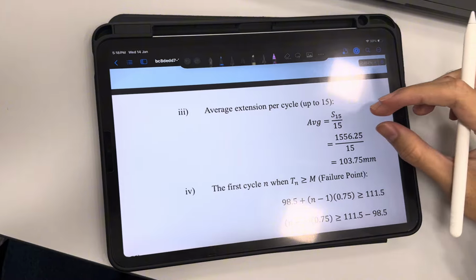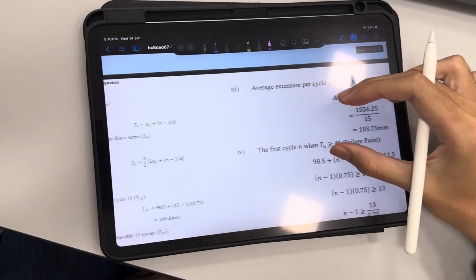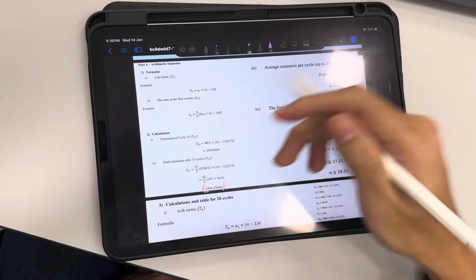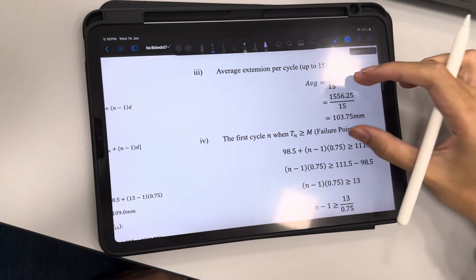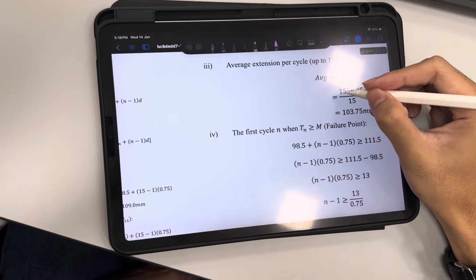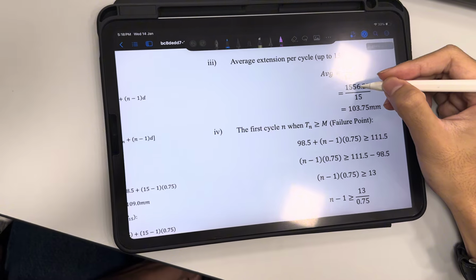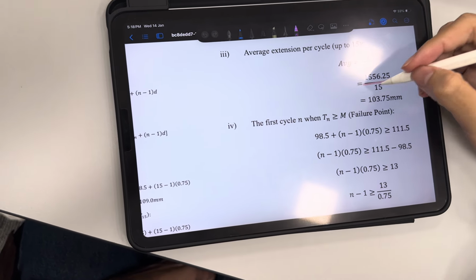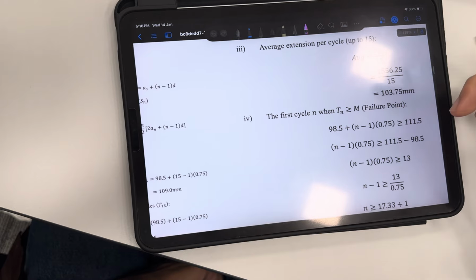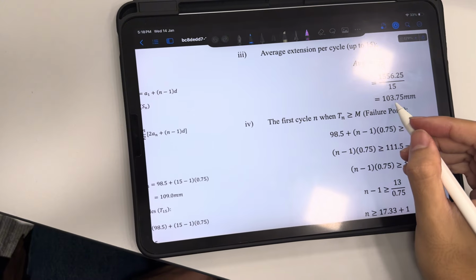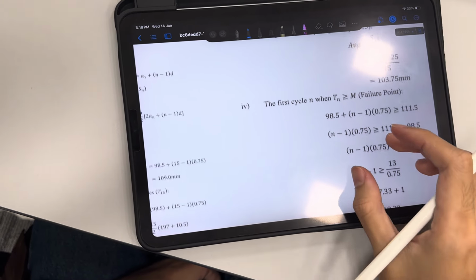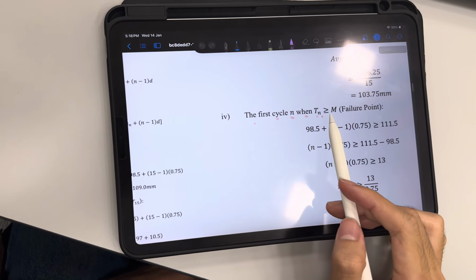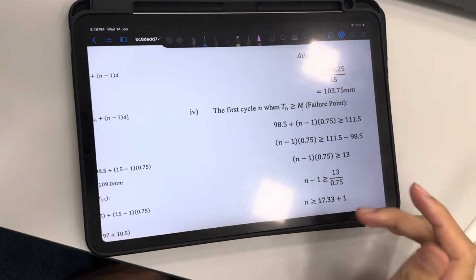Next, we find the average extension per cycle up to 15. We will use S15, and the answer we will use for the average extension per cycle. So average equals 1556.25 divided by 15. The answer will be 103.75 mm. Next, the first cycle n when Tn is greater than or equal to M.